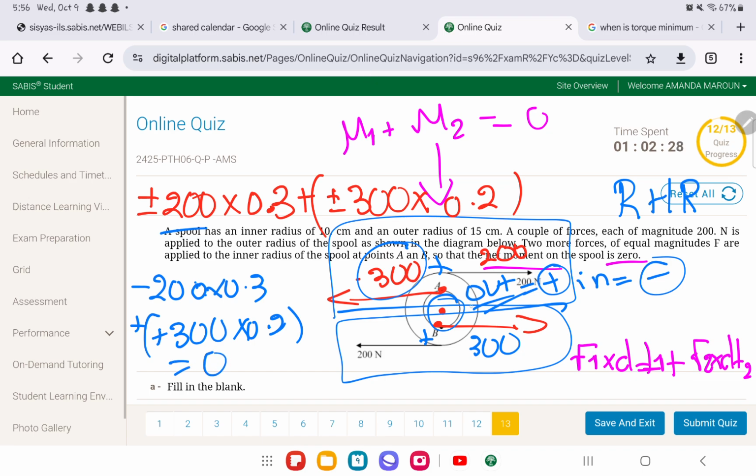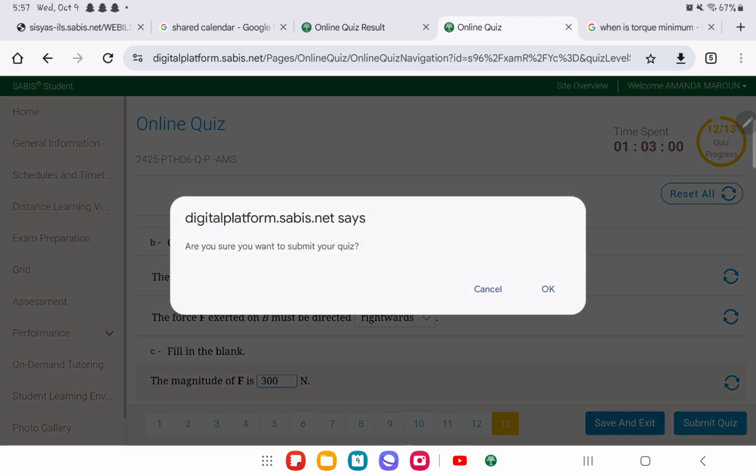So you can do it for the up and for the down, you will get the same result. So for the down, the 200 would be positive, and, sorry, my bad. Now the 200, if you did it for the down, the 200 is going to be negative, and the 300 is going to be positive. So if you did it up or you did it down, you are supposed to get the same value where the net moment is equal to 0. So let's submit and see.